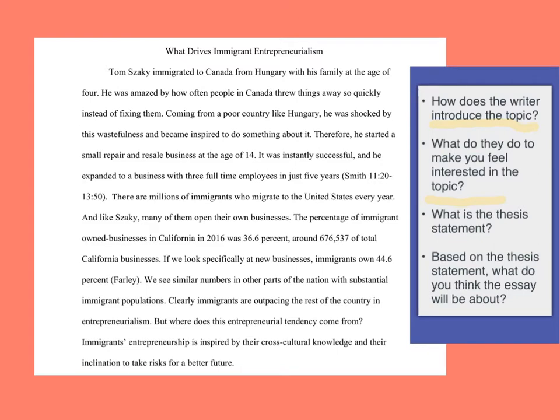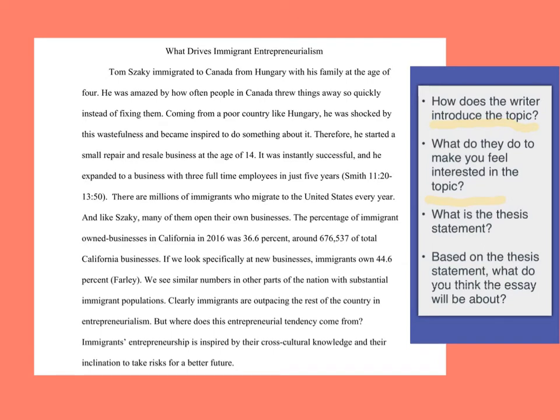Tom Saki immigrated to Canada from Hungary with his family at the age of 4. He was amazed by how often people in Canada threw things away so quickly instead of fixing them. Coming from a poor country like Hungary, he was shocked by this wastefulness and became inspired to do something about it. Therefore, he started a small repair and resale business at the age of 14. It was instantly successful, and he expanded to a business with 3 full-time employees in just 5 years.